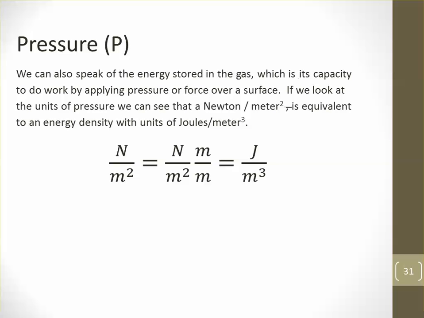We can also speak of pressure as an energy density. If we take this newtons per meter squared, remember the silly joke that I gave you, and we multiply it top and bottom by units of meters, we have newton meters on top, which is energy, a joule, and underneath we have meters cubed. In other words, we have joules per meter cubed. In other words, it's an energy density.